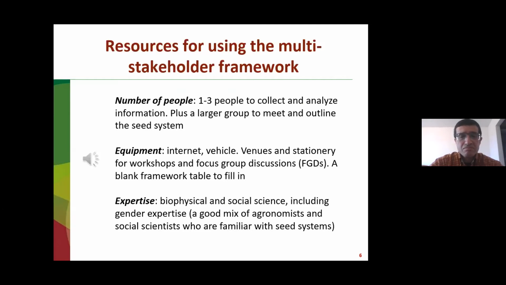In terms of expertise, we suggest a mix of people with expertise in biophysical and social sciences, including people with expertise in gender. So basically a good mix of agronomists and social scientists who are familiar with seed systems will do it.